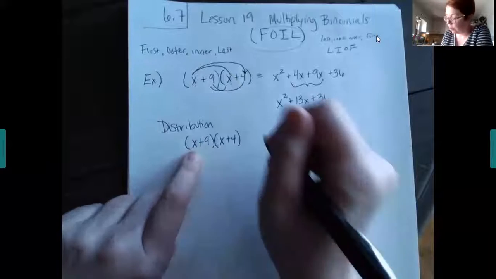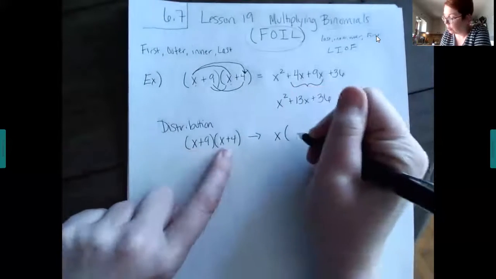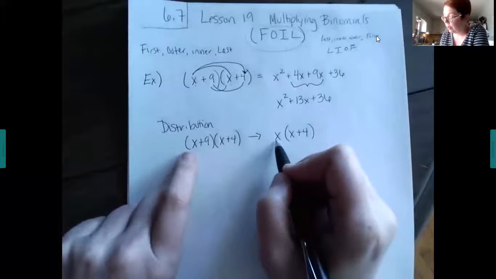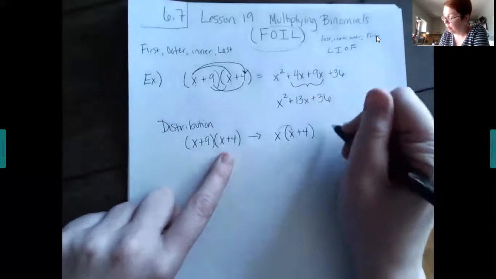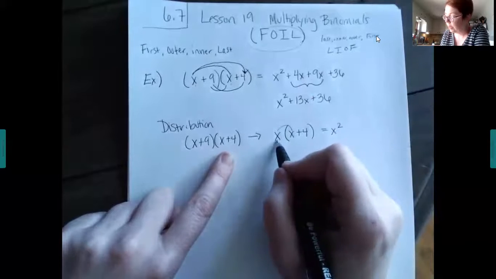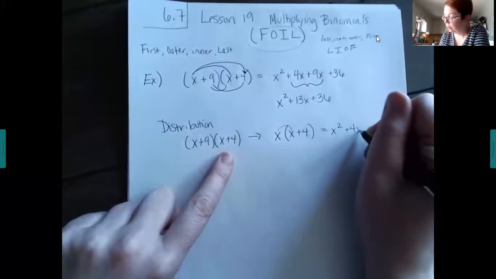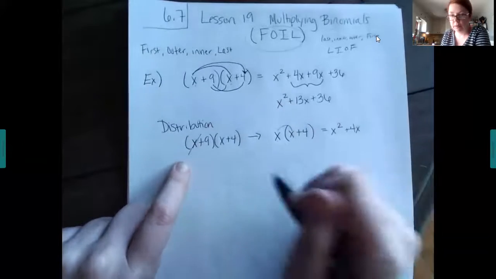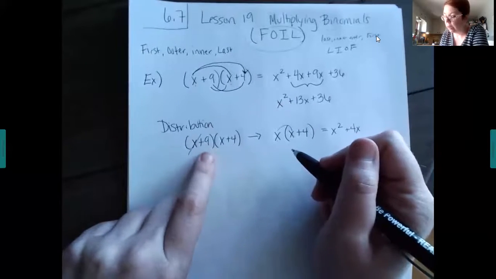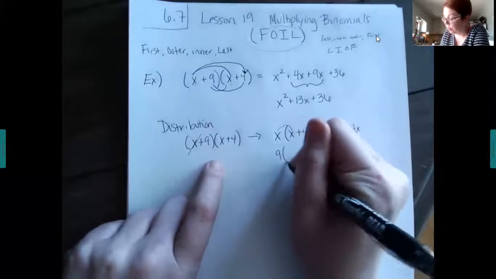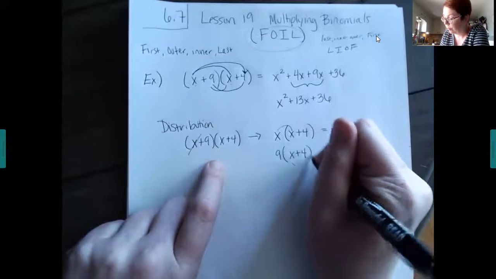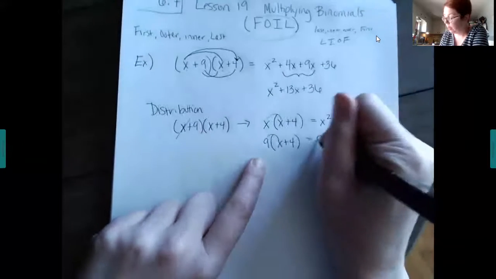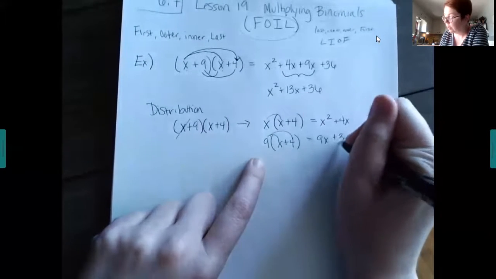We're going to take this first term, x, and multiply it into here. So we have x times x, and x times that 4 gives 4x. So we're done with this. We've already done that. Phew. Now we're going to take this 9 and multiply it into that group as well. Again, distribute that in, multiply, and get 9x plus 36.